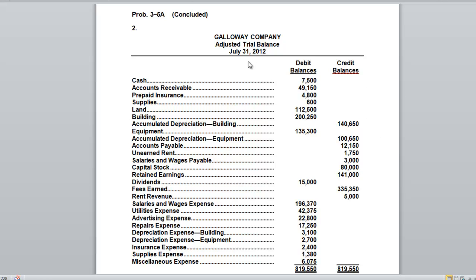Remember, it's very important that at the date the financial statements are prepared that we've made all these adjusting entries so that our balance sheet balances are correct and we have the proper amounts that will be shown up on our profit and loss statement.